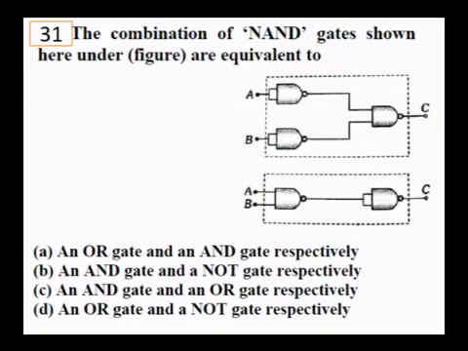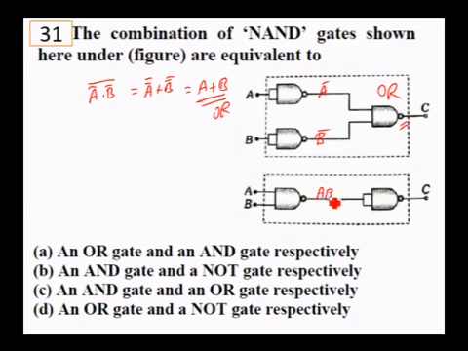The combination of NAND gates shown here are equivalent to... So you are having A, this becomes A bar, shorted input NAND will become a NOT gate. This also will be like B bar. A bar and B bar are fed to an AND gate. So it is like saying A bar dot B bar, and then you are taking the inversion with this bubble. Now this can be written like A bar bar plus B bar bar. This is A plus B. This represents an OR gate. So this will be an OR gate, and this is an AND gate.